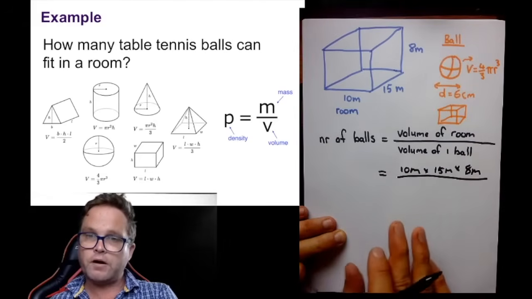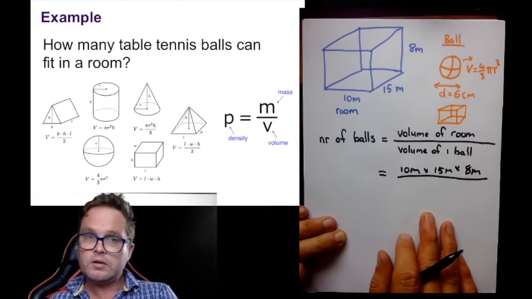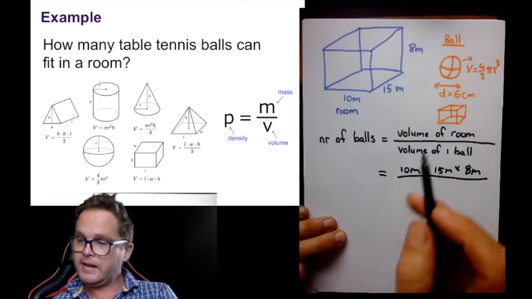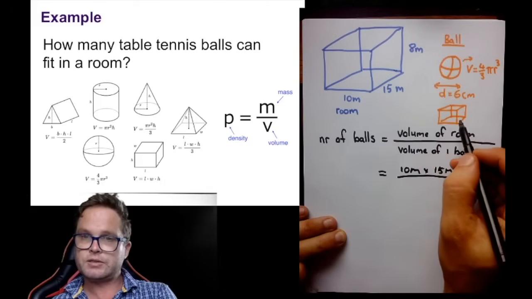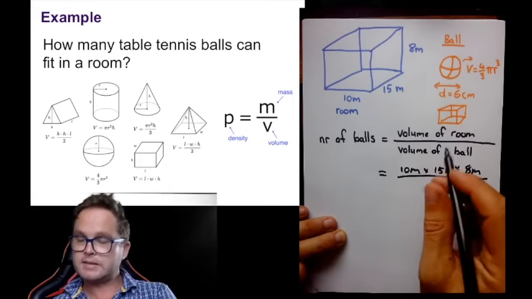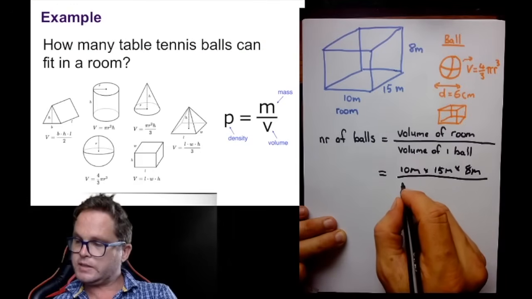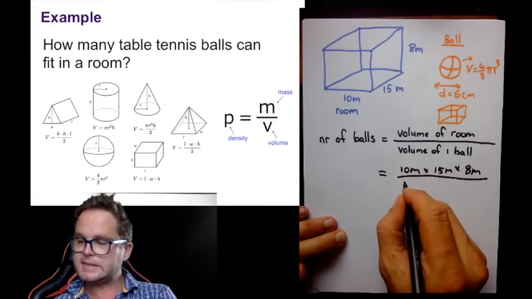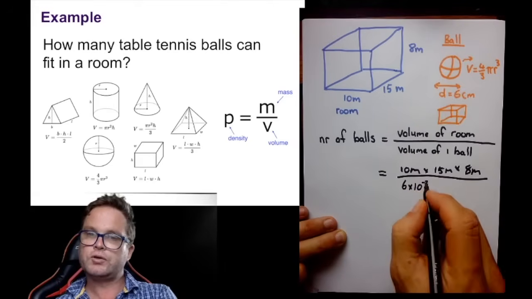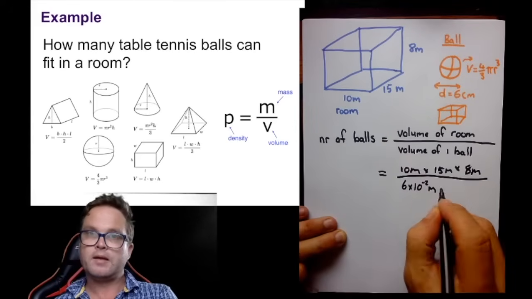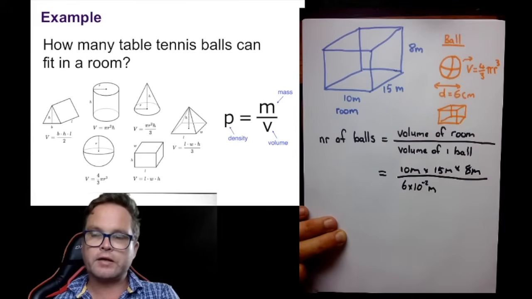The volume of one ball. So remember, it will be the length times the breadth times the height. I'm going to use this cube. Length times breadth times height. So we need to work in centimeters. 6 centimeters is 6 times 10 to the minus 2 meters. Here we convert everything to SI units.